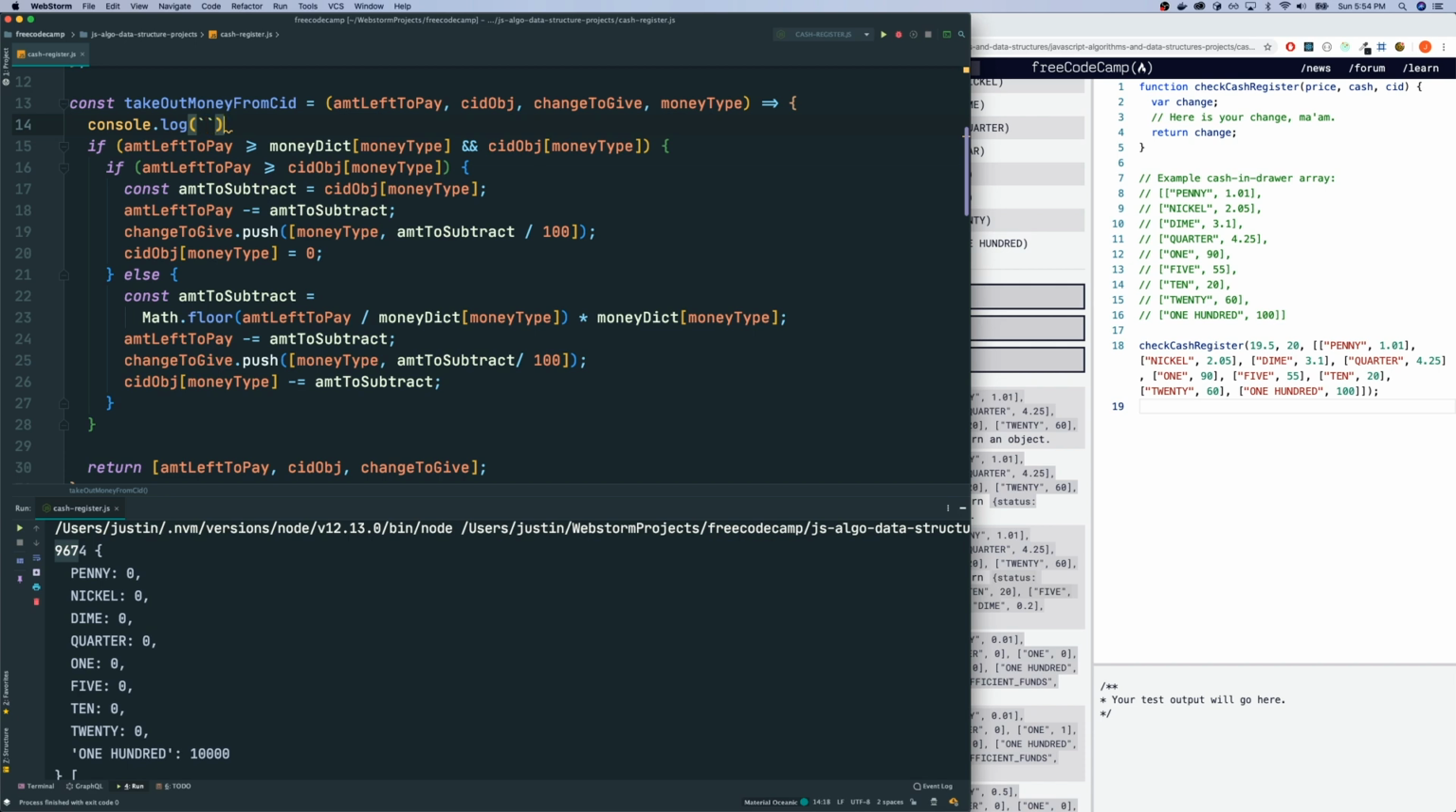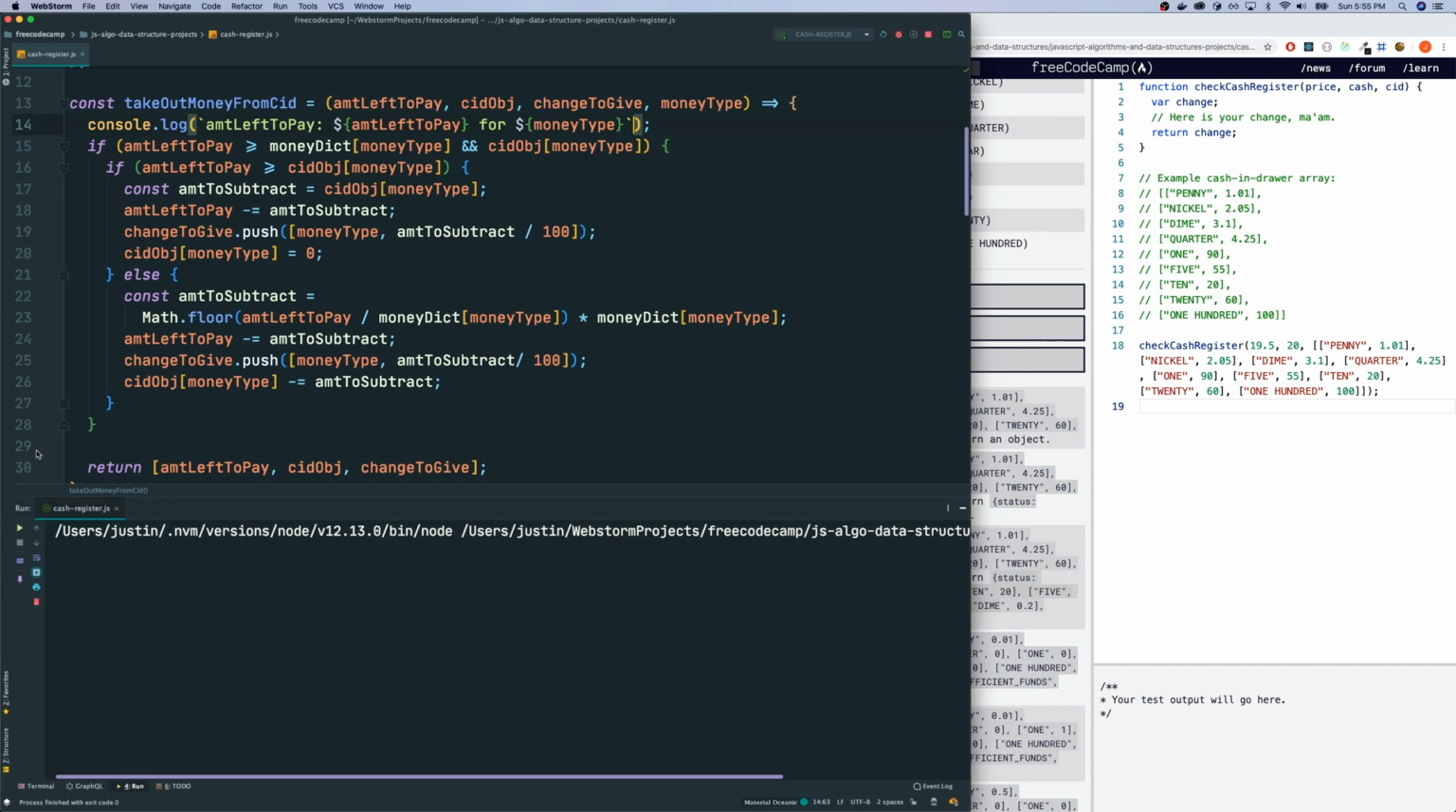I'm gonna put an ES6 string interpolation here, and we're gonna write amount left to pay, and that is going to be what? No, that's not it. Okay, amount left to pay is going to be amount left to pay for money type. That's what I'm gonna console log, and let's run this.